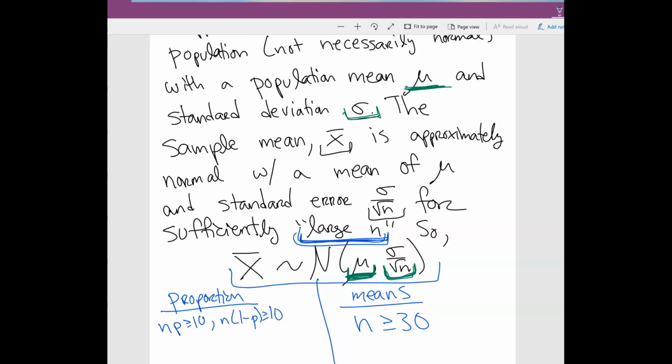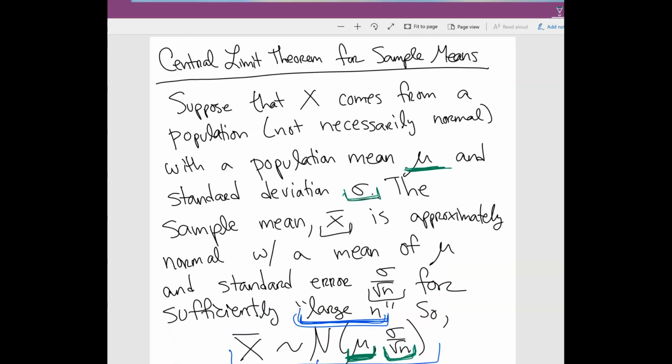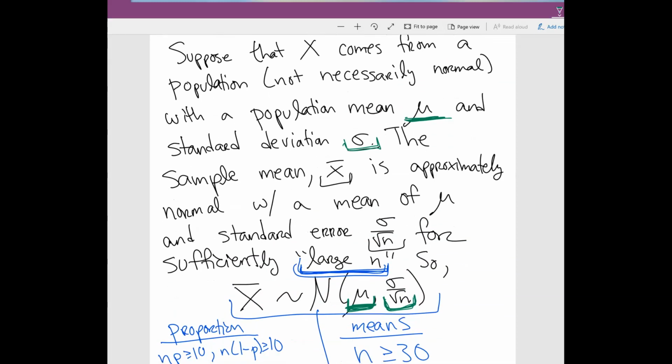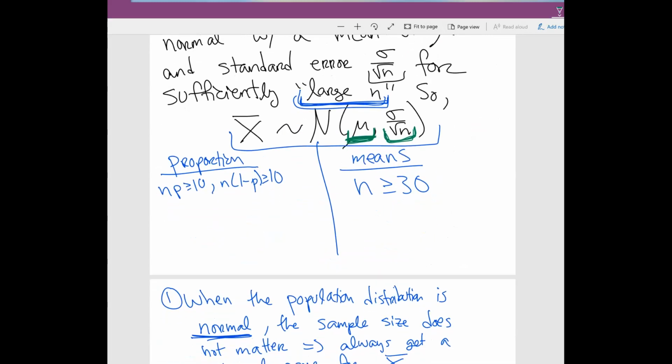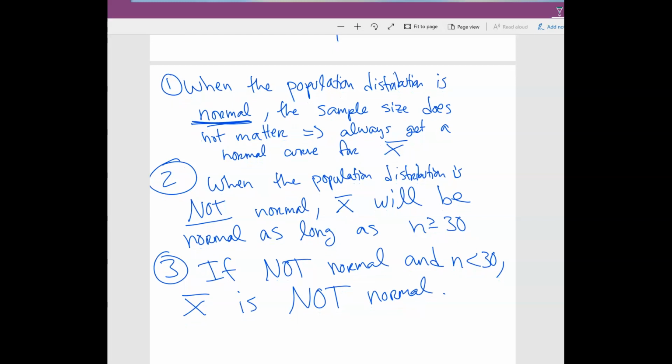So in the next video, we'll do some concrete examples. Maybe this was a little bit intuitive. Maybe you got it, maybe you didn't. It's okay if you didn't get it. I want you to be able to understand how to do problems of the central limit theorem for means and how to identify them.